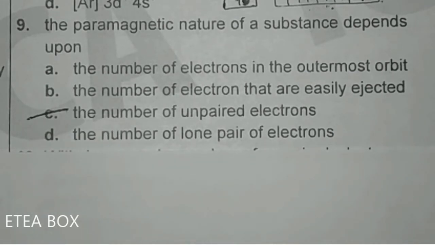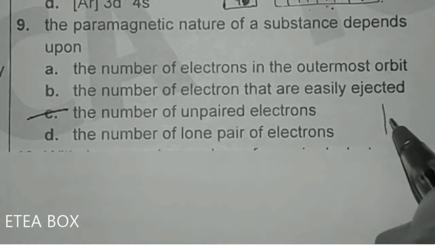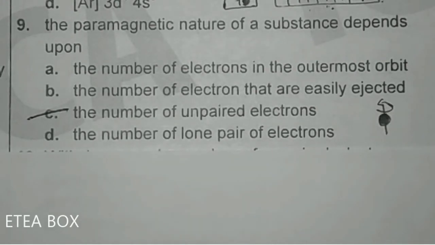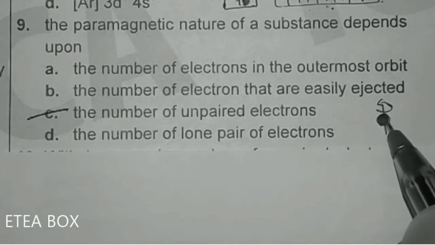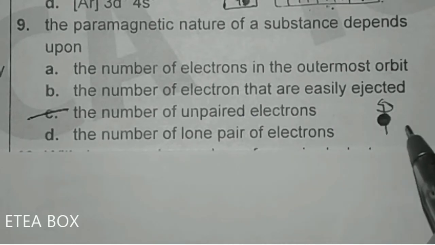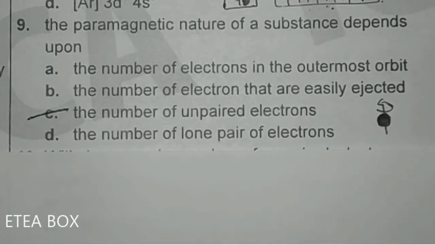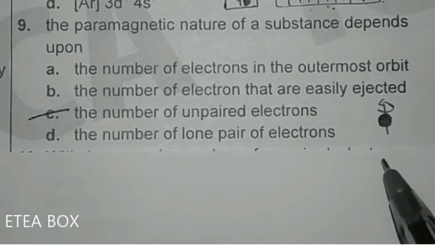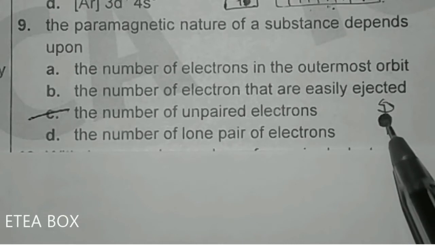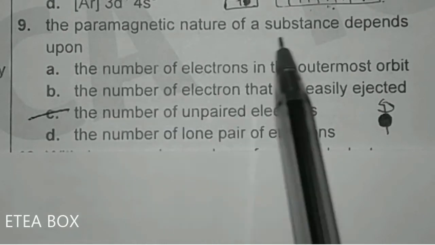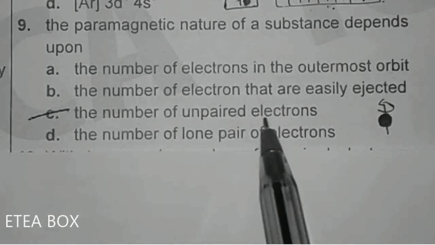Option C is correct. We know that an electron spins on its own axis. Let's suppose this is an electron and it spins on its own axis. Now we know that when a charged particle starts moving, a magnetic field is produced around it. So when the electron is spinning, it produces a magnetic field around itself, and we can say that electrons are tiny magnets. That's why the paramagnetic nature of the substance depends upon the number of unpaired electrons.